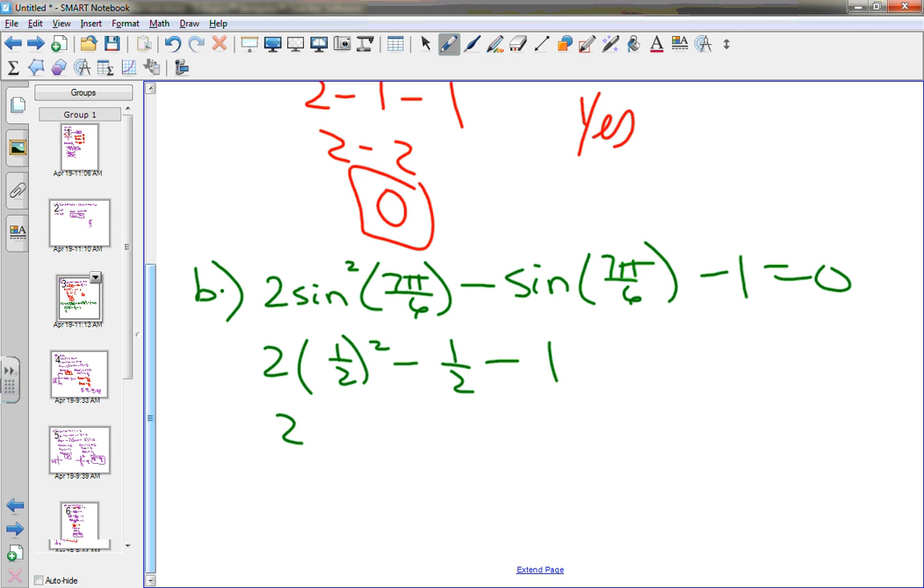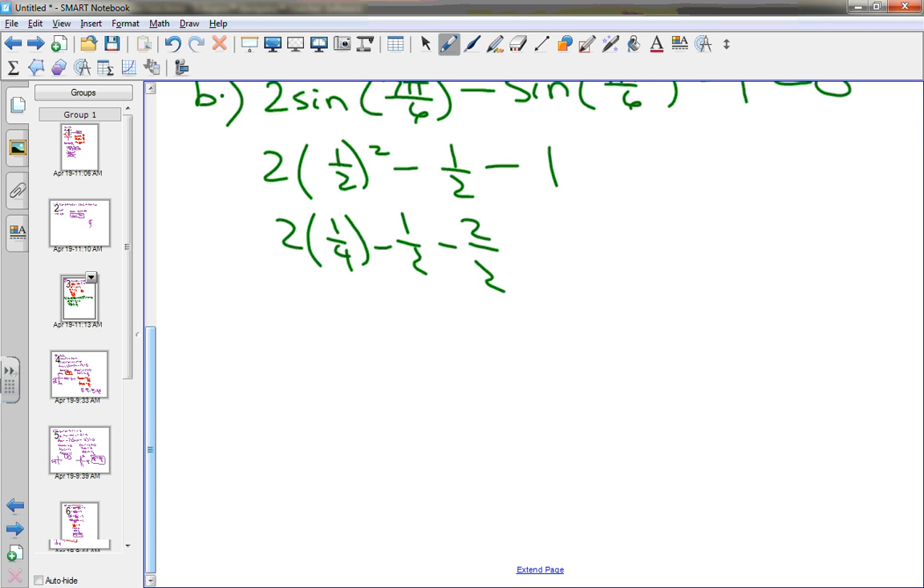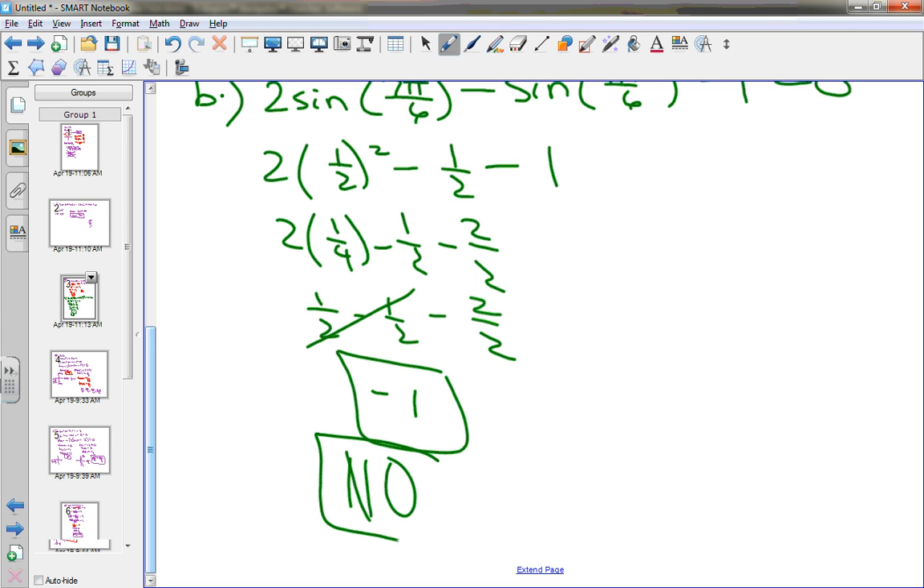1/2 squared is going to be 1/4. Okay, and I'm going to go ahead and get a common denominator here. This is going to give me 1/2 minus 1/2 minus 2 over 2. So 1 minus 1, that's gone, and it just gives you negative 1. Does negative 1 equal 0? No, so this is a no, it doesn't work.